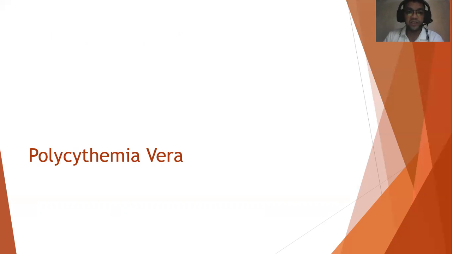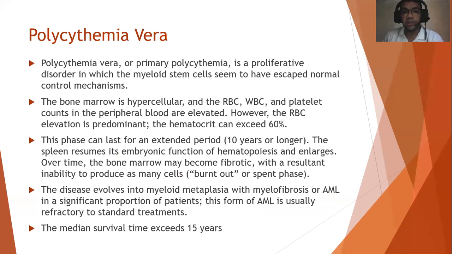Now we go to polycythemia vera. What is it? Polycythemia vera, or primary polycythemia, is a proliferative disorder in which the myeloid stem cells seem to have escaped normal control mechanisms. So the bone marrow here is hypercellular, and the RBCs, WBCs, platelet counts in the peripheral blood are elevated. So all of the blood components are elevated. But the most predominant blood cell are the RBCs, because if they are elevated, the hematocrit can exceed 60%. So imagine it, it's 60%.